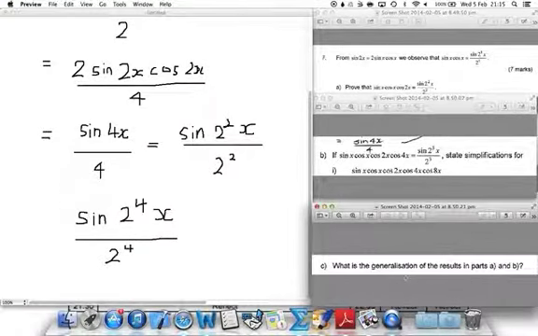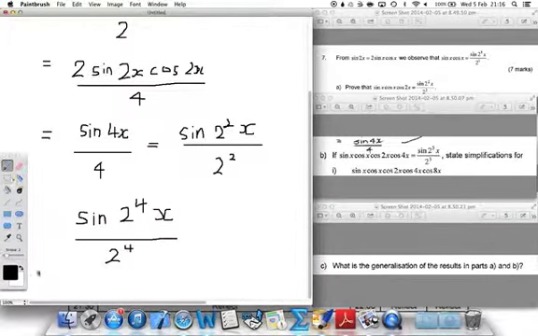But the last question asks, what is the generalization of the results in parts A and B? And the generalization is actually pretty easy. You just need to identify what's going on in terms of powers of 2. When we're looking at powers of 2, there are a few things that we can begin to notice here. The first thing we notice is that our expressions obviously involve 2 to the power of something. For example, that's 2 to the power of 1, 2 to the power of 2, 2 to the power of 3.